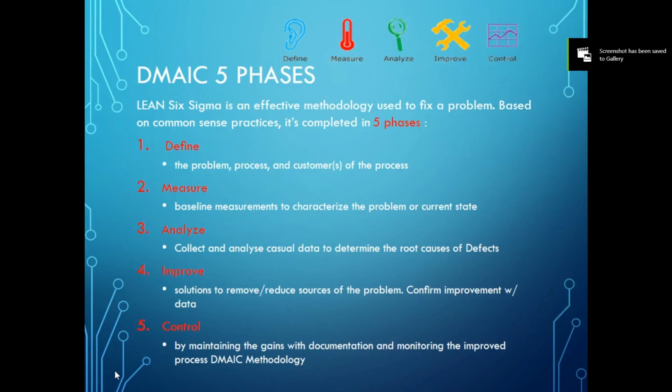Lean Six Sigma is an effective methodology used to fix a problem, and it's based on common sense practices, and it's normally completed in 5 phases. The first one is define. Define is the first phase of the Lean Six Sigma improvement project. It consists of defining the problem, the goal, the process, and the customer. And this is normally done through a project charter and voice of the customer.